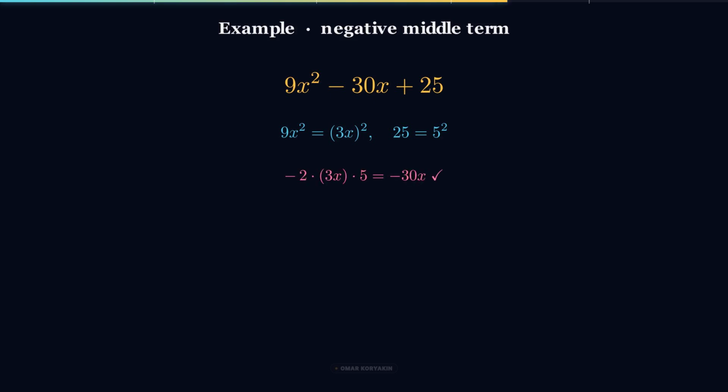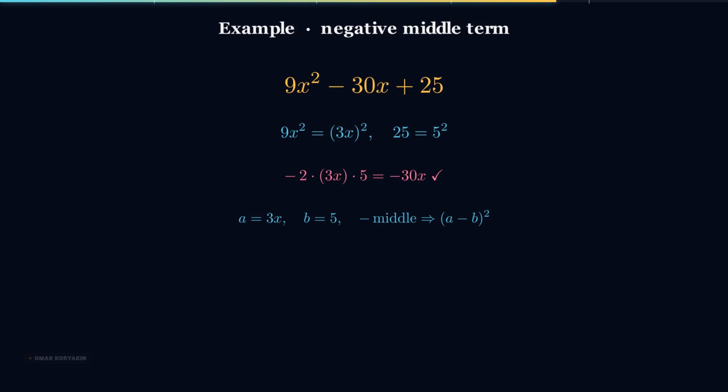Middle term: 2 times 3x times 5 is 30x. The middle term of the polynomial is negative 30x with the same magnitude. The negative sign tells us to use the minus form of the formula. Identify the form. With a equal to 3x, b equal to 5, and the middle term negative, the trinomial equals a minus b quantity squared.